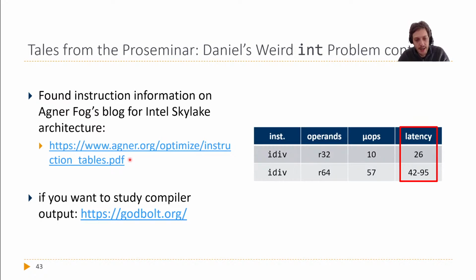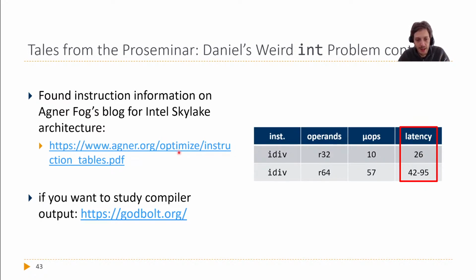This PDF is a really nice reference document that holds latency numbers for instructions on various x86 architectures, including Intel Skylake, for example. When we checked the integer division operation for 32 and 64-bit operands, the latency is vastly different. The latency for 32-bit is always 26 clock cycles, and for 64-bit it can vary between 42 and up to 95, depending on the state of your CPU and on what the operands actually are, what the content of your data is. And this easily explains a factor of 2 difference.